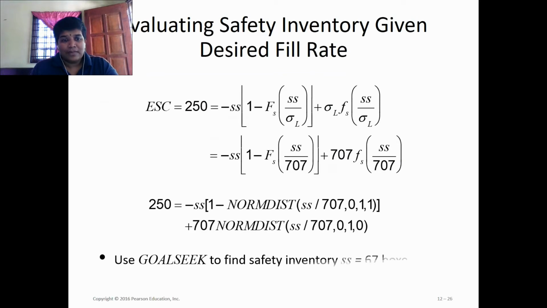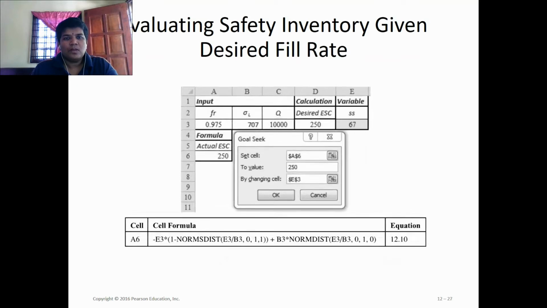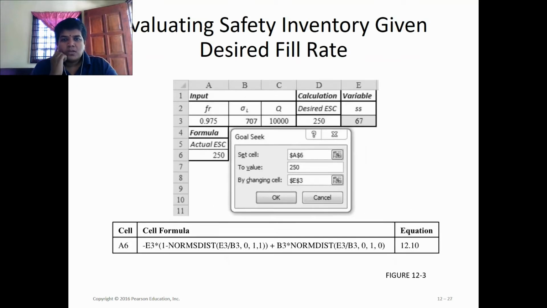Don't be scared of the numbers. You have Excel, so it's easy. That's why I said try to understand the formula, not remember the formula. Use Goal Seek to find the safety inventory. So SS will be equal to 67 boxes. You can see here it is 67.